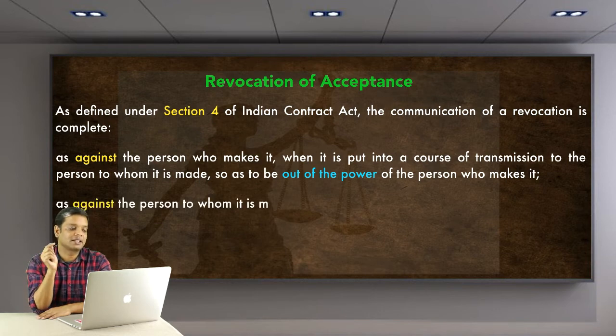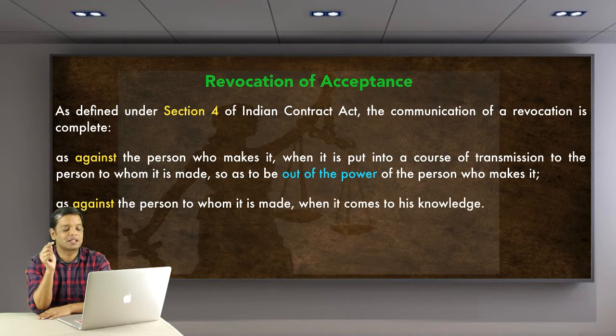And the second sentence says, as against the person to whom it is made, when it comes to his knowledge. So when he came to know about your acceptance, that is done. So we have discussed already the same thing under the heading communication of acceptance.